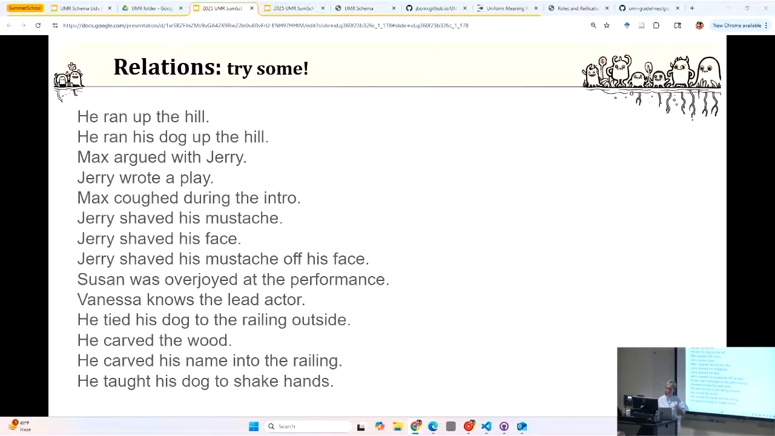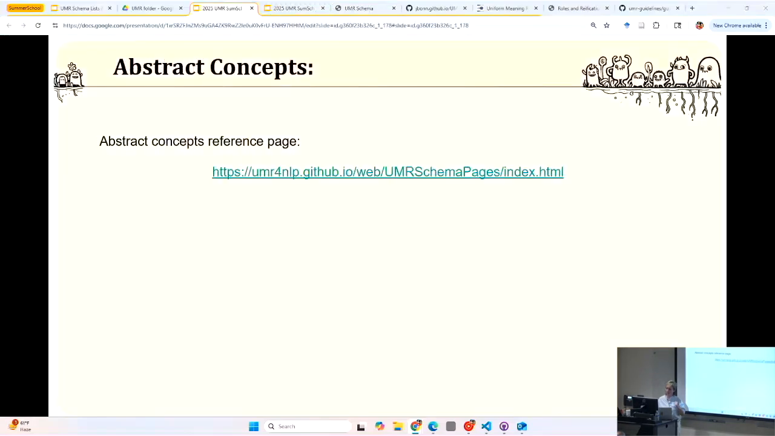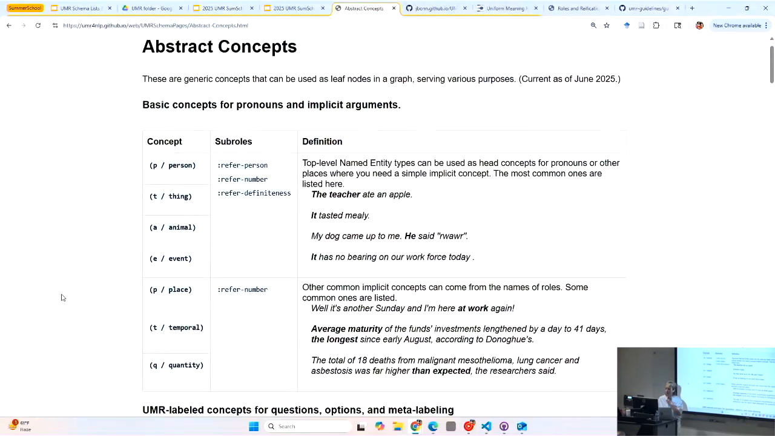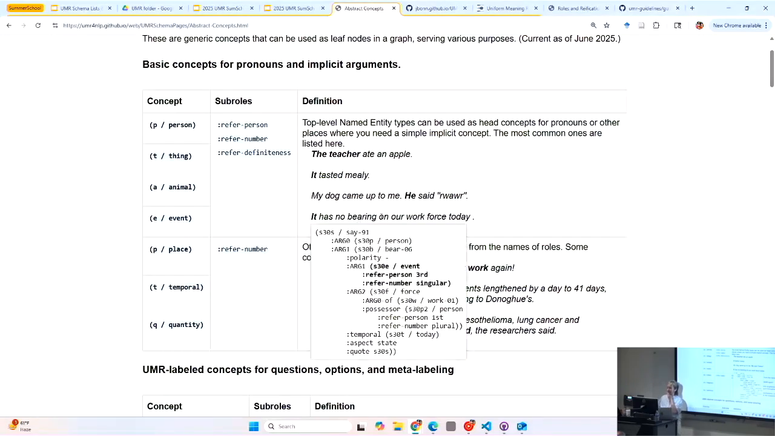I was going to make some more sentences, and then I did not. Okay, let's look at the abstract concepts. Oh, here it is. Okay. It has no bearing on our workforce today.